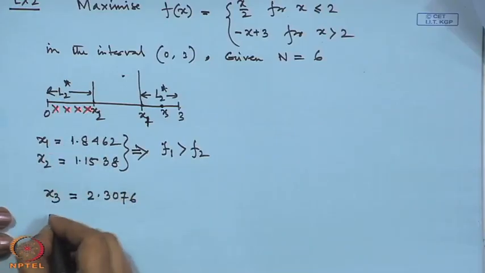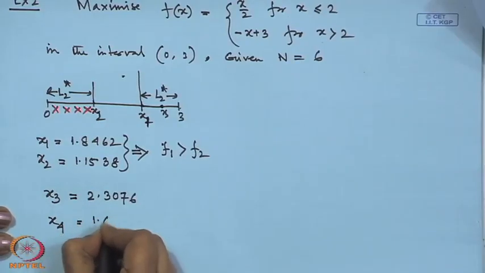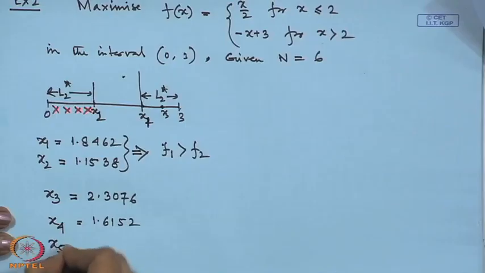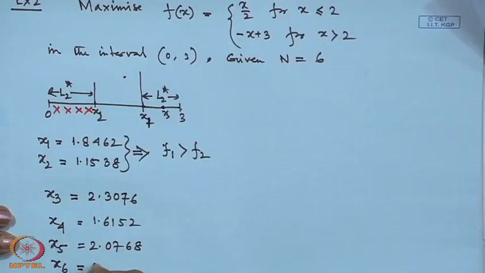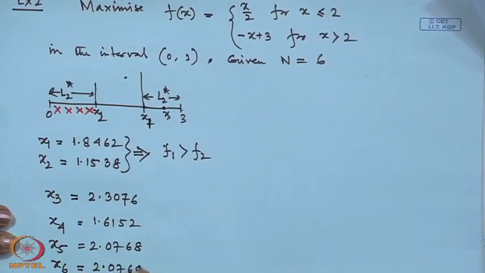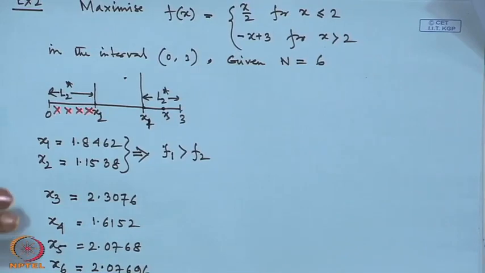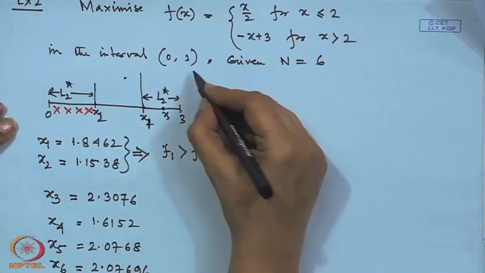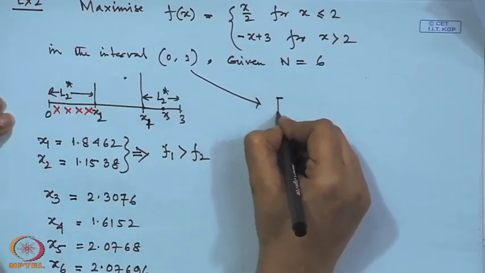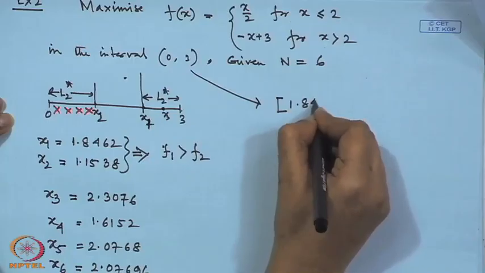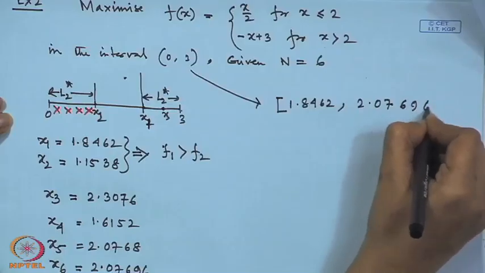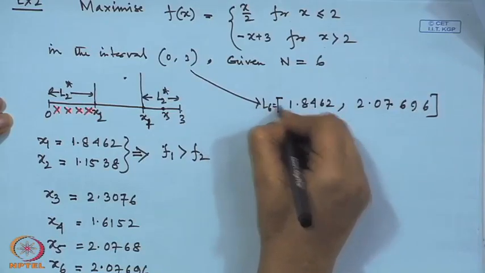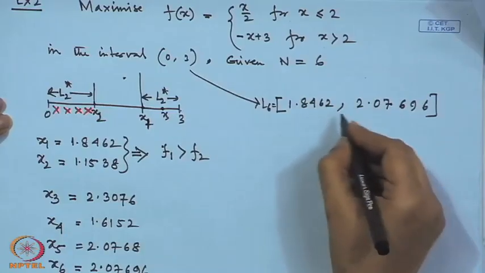Let me write down the approximations only. x4 is coming as 1.6152, x5 is coming as 2.0768, and x6 ultimately will come as 2.07696. If we apply the same process, this initial interval of uncertainty will reduce at the end to 1.462 to 2.07696. That would be L6 rather, because we are doing 6 experiments altogether.